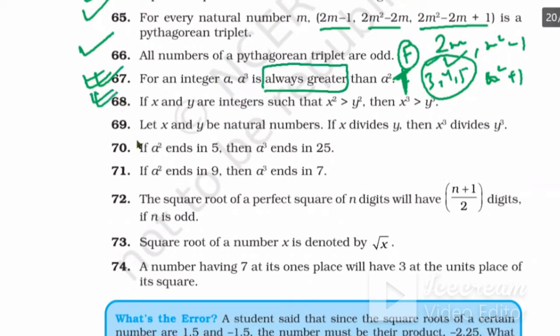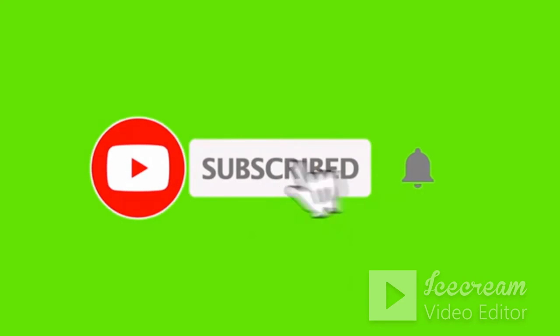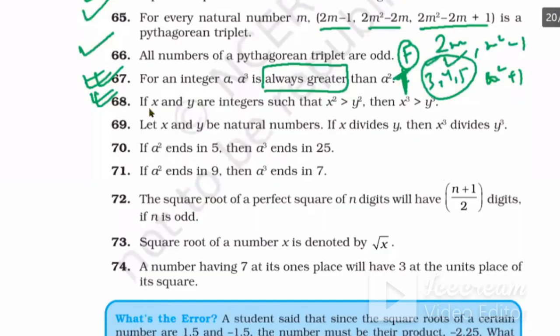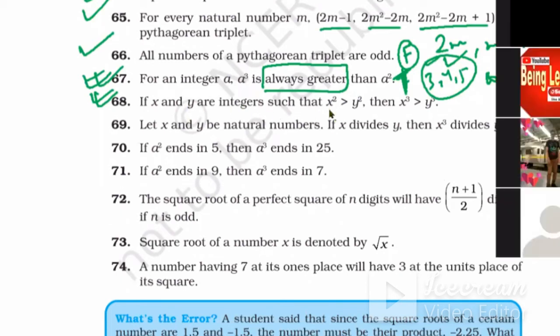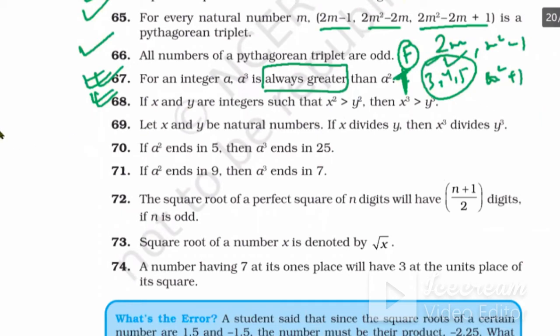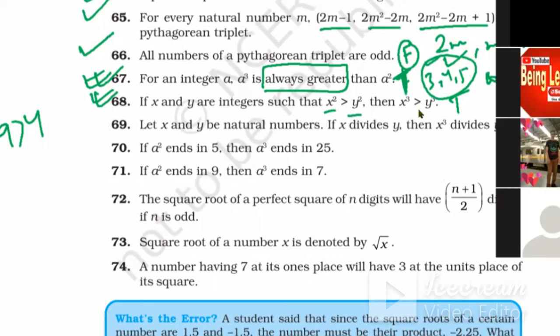Okay, it's false. 68. If x and y are integers such that x square is less than y square, then x cube is less than y cube. Here you cannot take 1. For example, take x as 3 and y as 2. So 9 is greater than 4, then the cube will also be greater. If x square is greater than y square, then x cube will also be greater than y cube. I think it is clear, because it is not saying any integer or all natural numbers. It has given one condition here, so if this is the condition, then the statement is true.